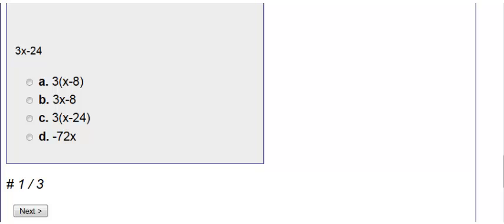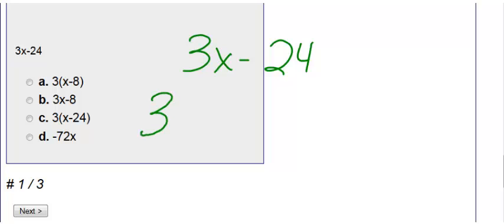We have 3x minus 24. What we're doing is simplifying. We are pulling out what we can pull out. So what you need to do is look at my numbers. I have 3 and 24. My greatest number that goes into both 3 and 24 is 3.